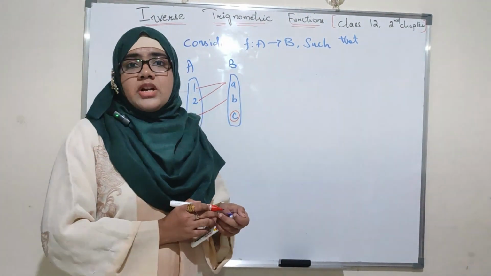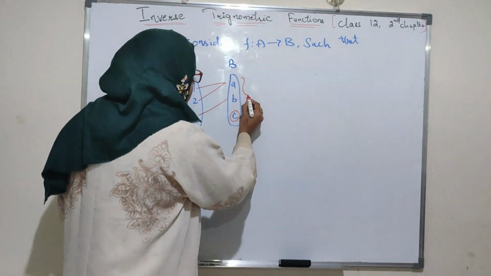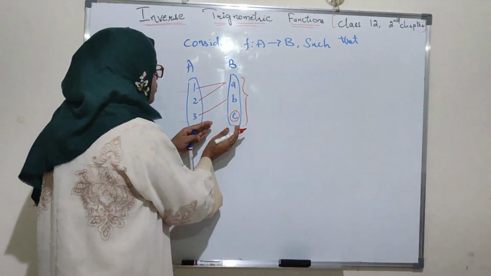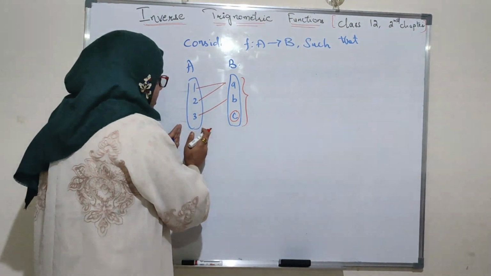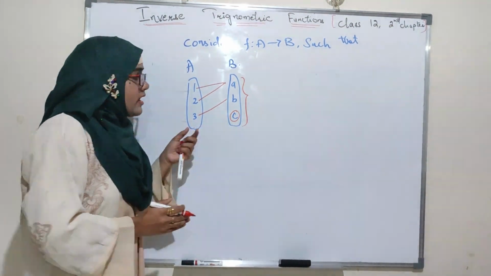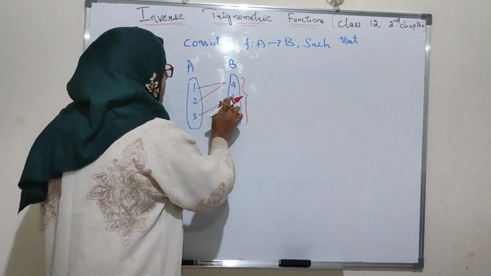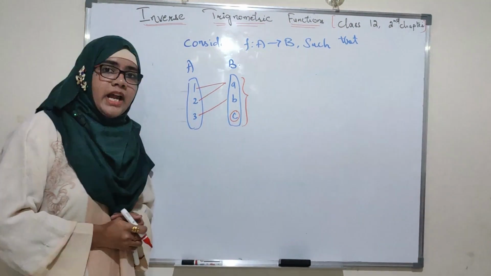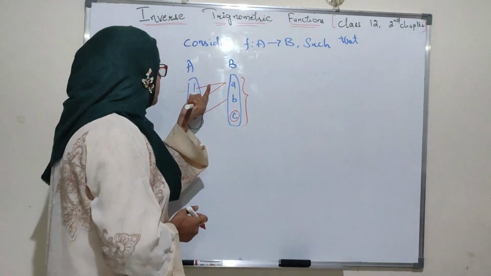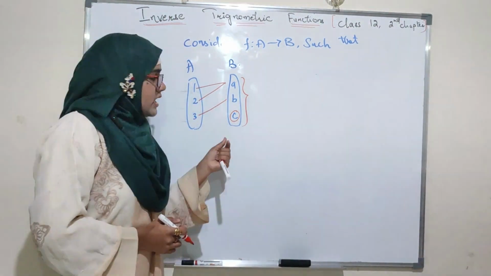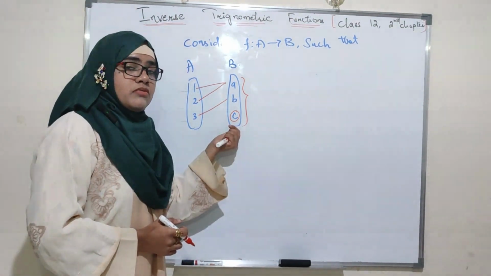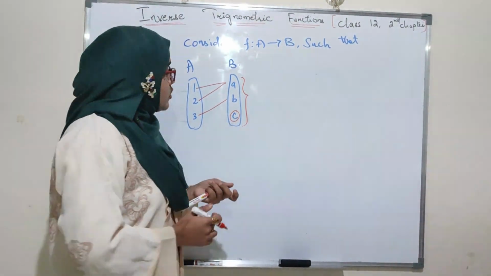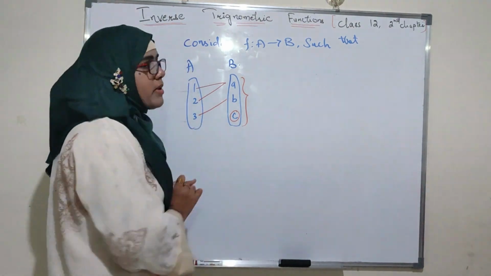What is an onto function? Every element in the set B will be connected to some element in the set A. Every element will form an image of some element in set A. So A is the image of 1 and 2, B is the image of 3. We do not have any element for which C is the image. So it will not form an onto function.